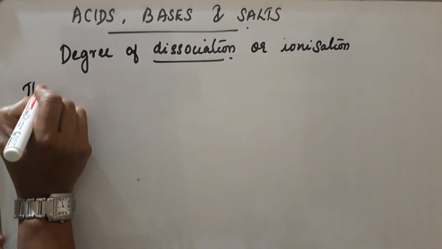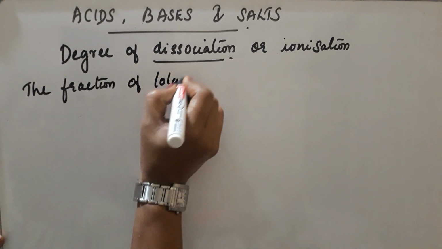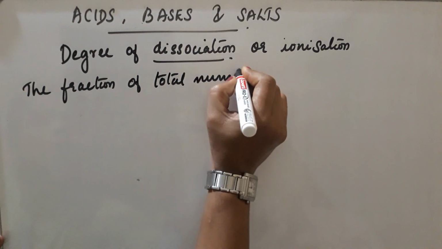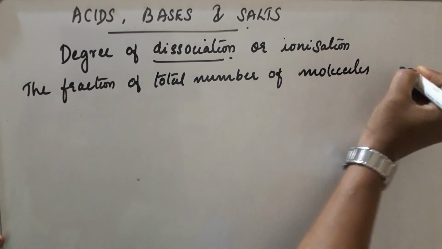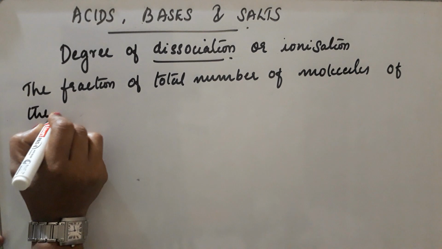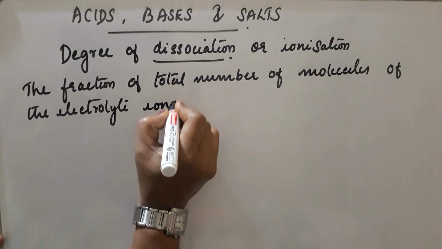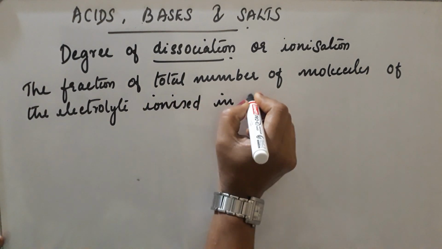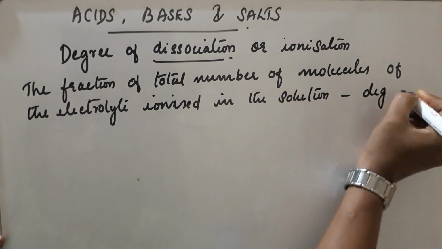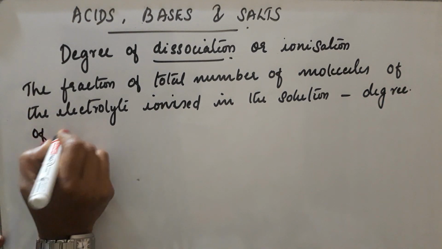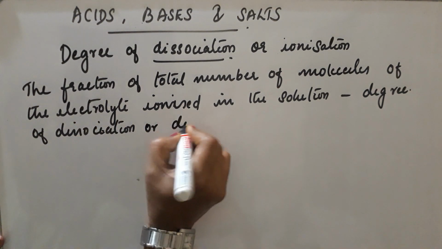So, the fraction of the total number of molecules of the electrolyte ionized in the solution is called the degree of dissociation or degree of ionization.